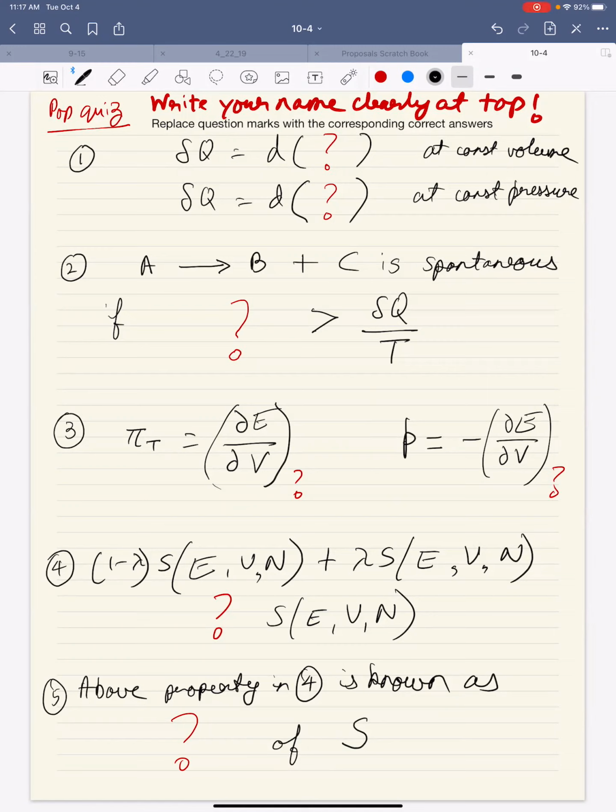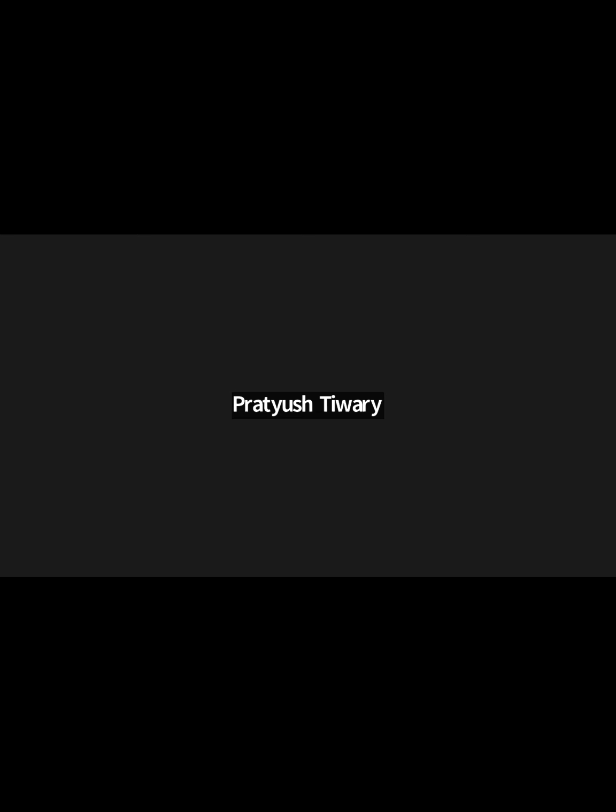What is the change in heat? Heat is a path function. Change in Q at constant pressure is equal to change of a state function. Which state function? Enthalpy. The symbol? H.